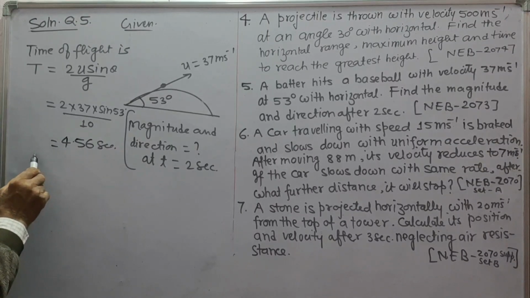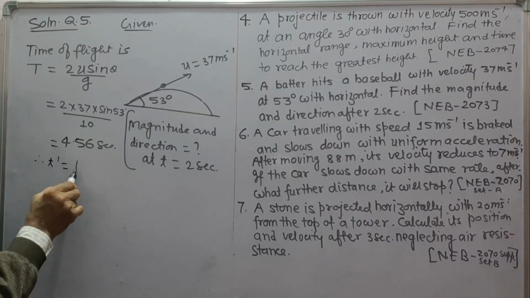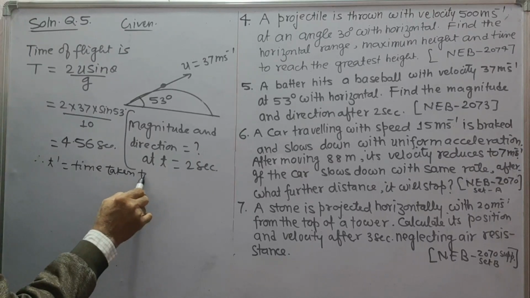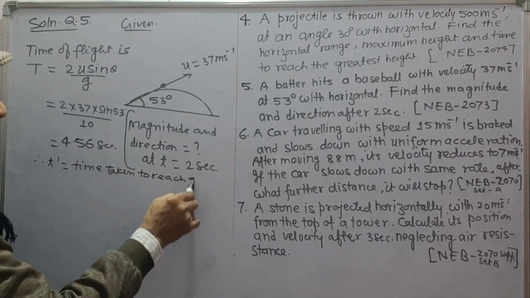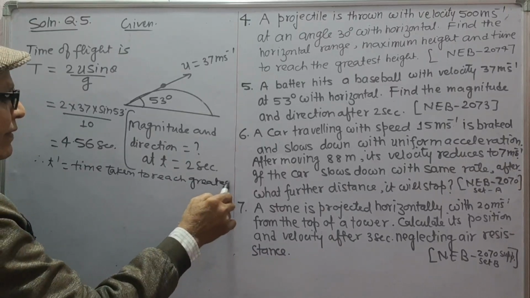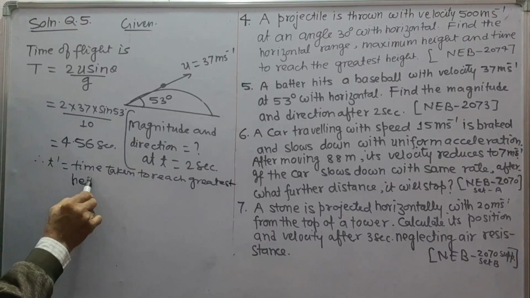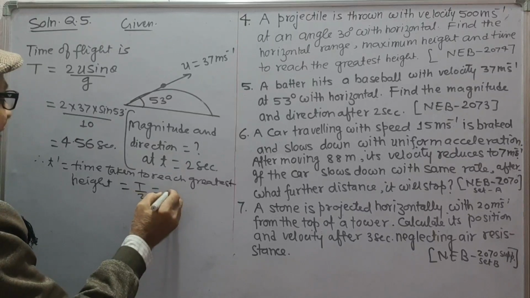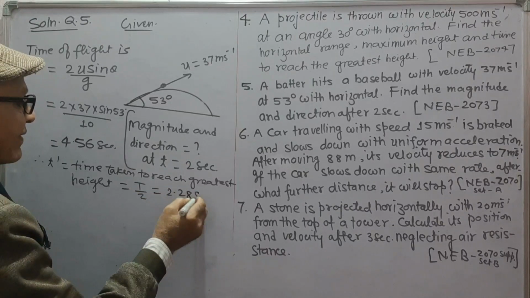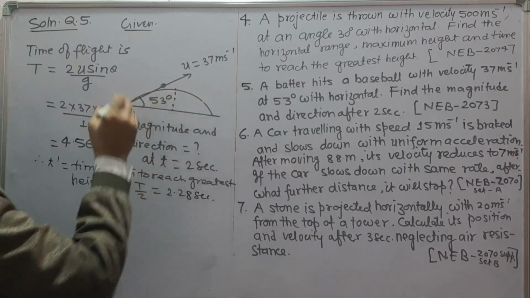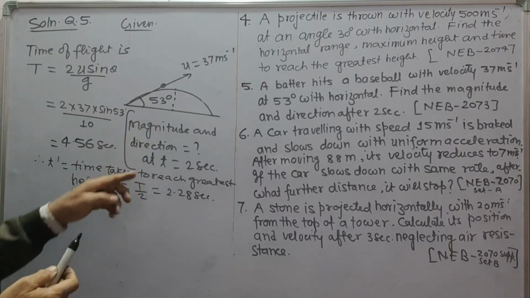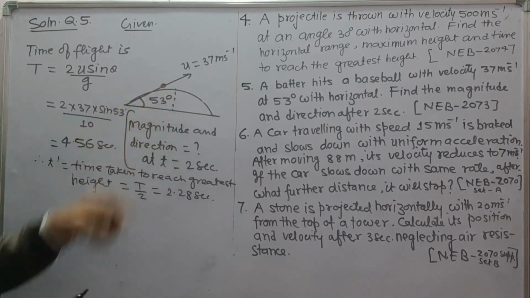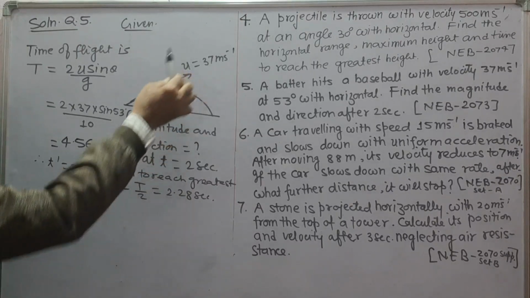Its half, therefore t dash, the time taken to reach greatest height, will be equal to T by 2, which is 2.28 seconds. Means at 2 seconds the ball has not reached the greatest height, that is, it is moving up.